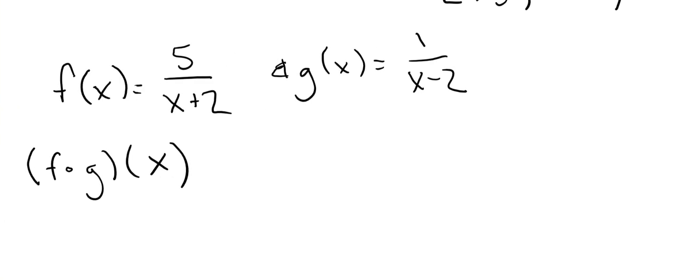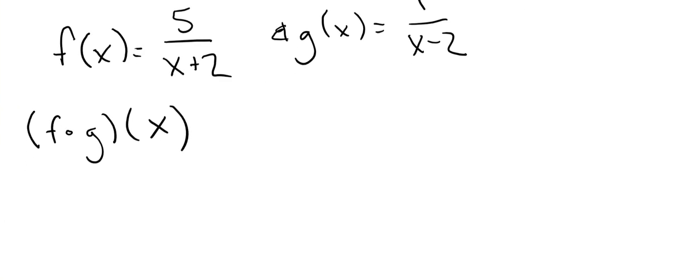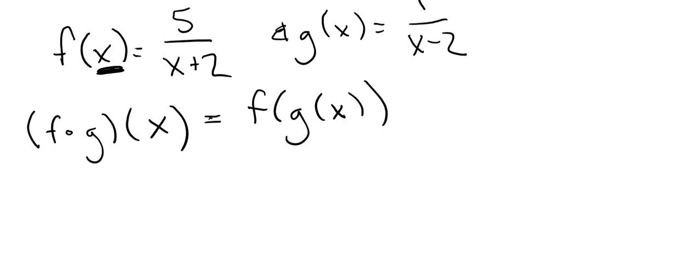Okay, so I have this written down on my whiteboard. Remember, this little circle here is the composition operator. And so we're going to write f of g of x, and let's just go ahead and do this. Remember this x here in our original f is just a placeholder. So now we're going to replace our x with a g of x. Or in other words, we have 5 over g of x plus 2.